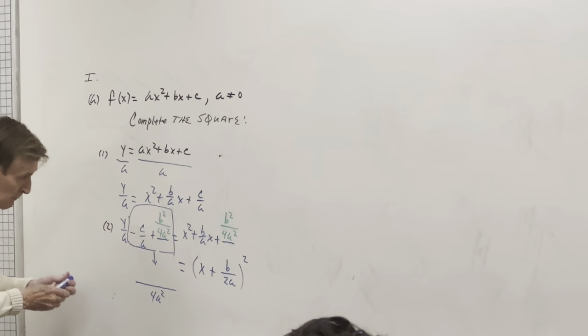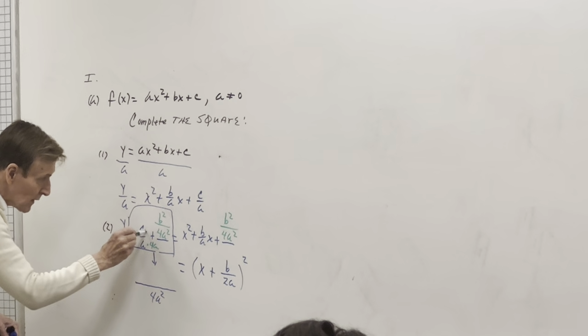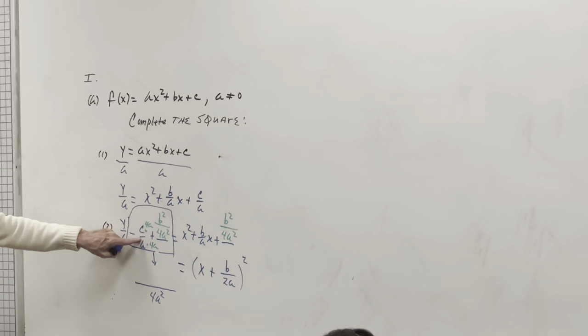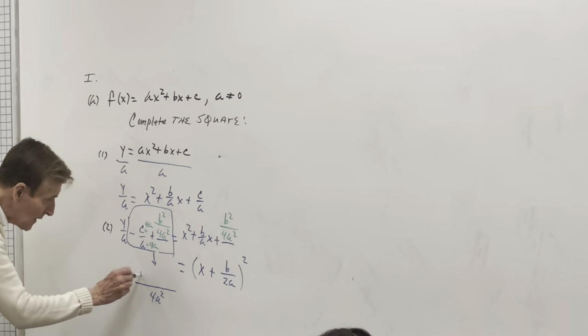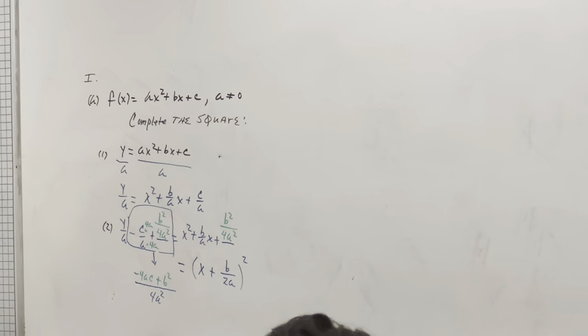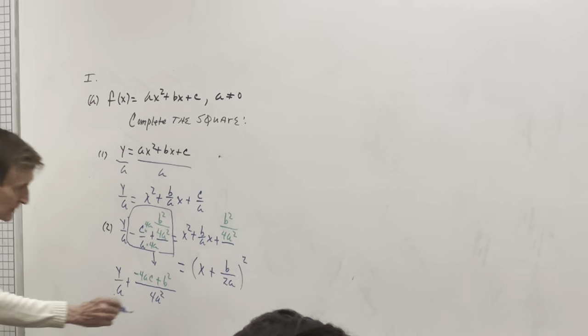So if I'm going to use that 4a squared for my common denominator, then that first one has to be multiplied by 4a. It has the a. Now both those terms are over the same denominator. I do have on top here negative 4ac, bring that down, plus b squared. So that's right, negative 4ac plus b squared, looks right. And I still have my y over a out front, and I still have this.